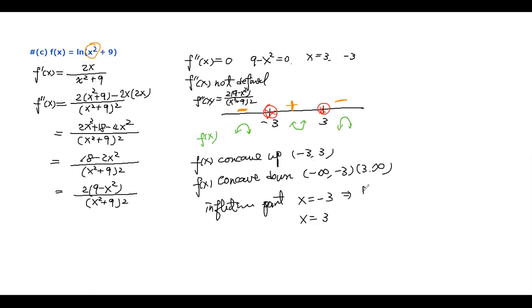So when x equals 3 or negative 3, f of negative 3 is what? It's natural log of 3 squared, which is 9, 9 plus 9 is 18. And here f of 3 is the same thing. It's natural log 18. So I have true inflection points: negative 3 and natural log 18, or 3 and natural log 18, right?